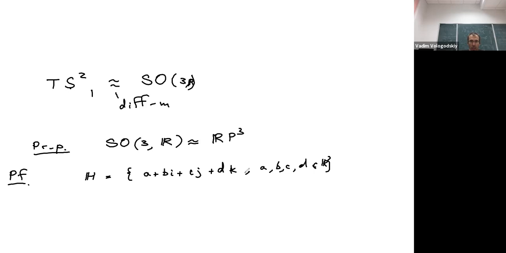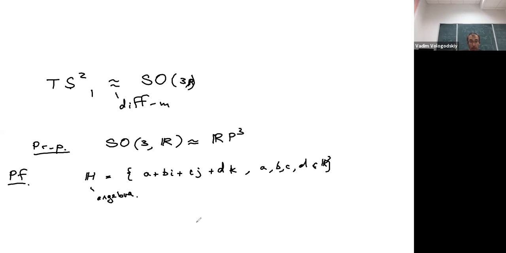The product of I and J is equal to K. J and K is equal to I. And the commutator of I and J: I times J is equal to -J times I. Okay. So that's an algebra overall. So what are the structures here?